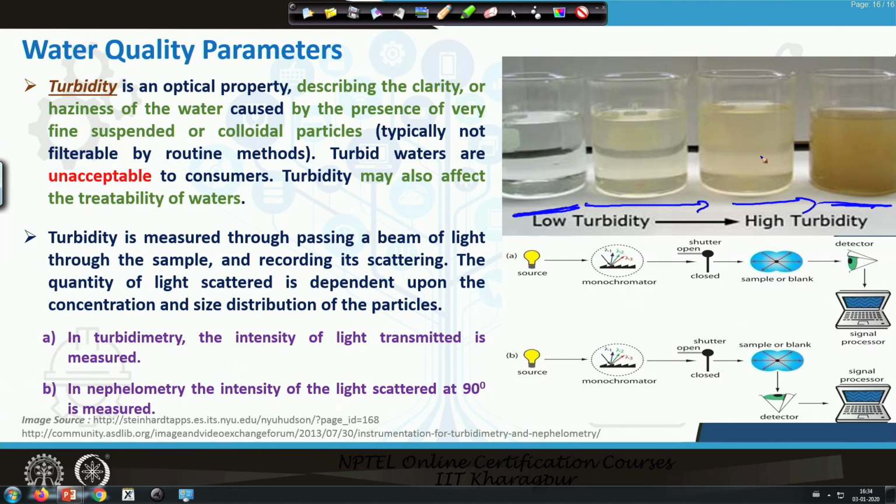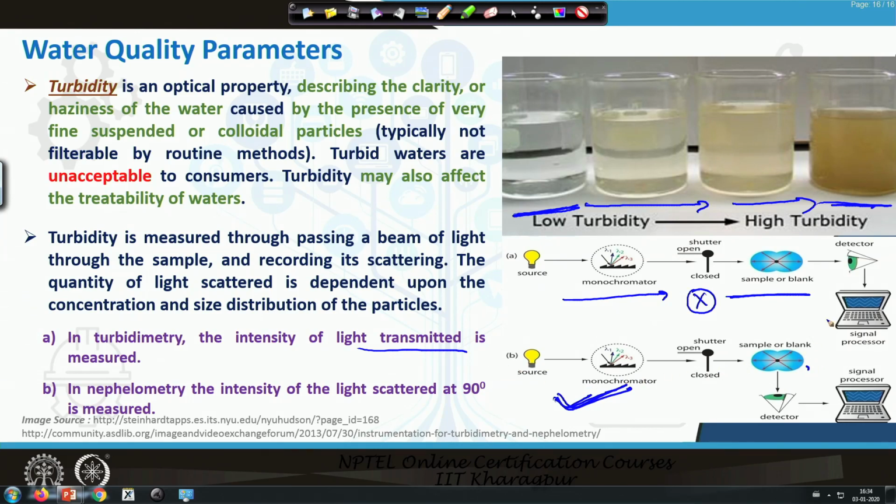Turbidity is measured by passing a light beam. The light beam is passed through a monochromator and then goes through the sample. Once it goes through the sample, part of the light is transmitted. If we detect the transmitted light, we can determine the value of turbidity, and this principle is called turbidimetry, where we detect the light transmitted through the water. This is no longer used. The popular one used these days is the one which detects the scattered light and not the transmitted light.